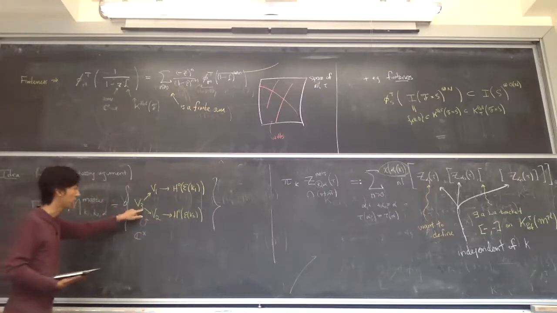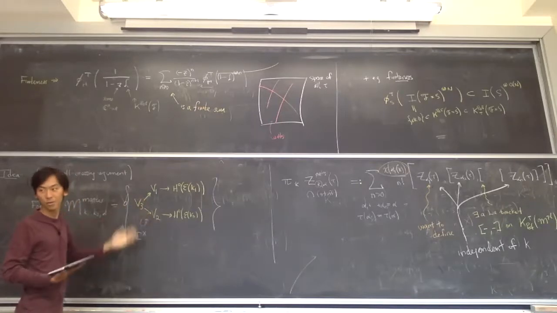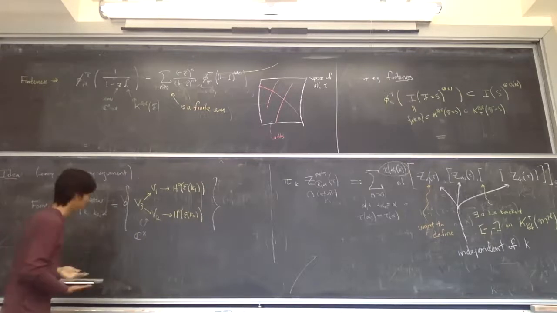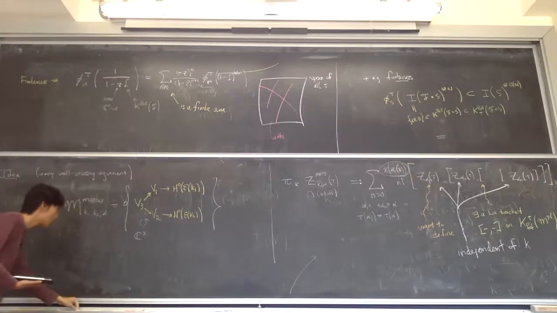C star is going to act on this map. Yeah. So there's some map here. It's a map from a one-dimensional vector space to some other one-dimensional vector space, and it'll be scaled by the C star action. Yeah. Okay.